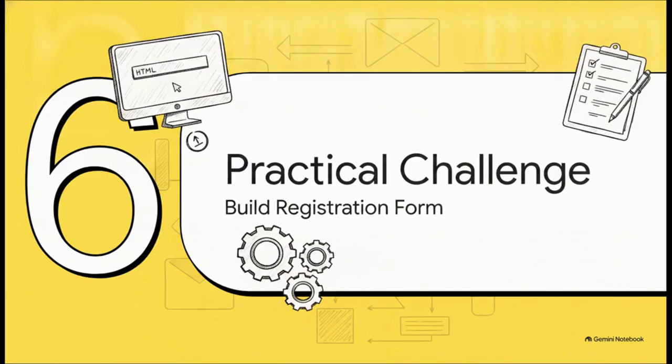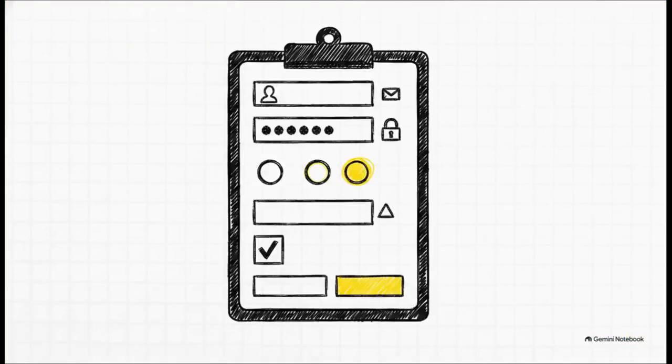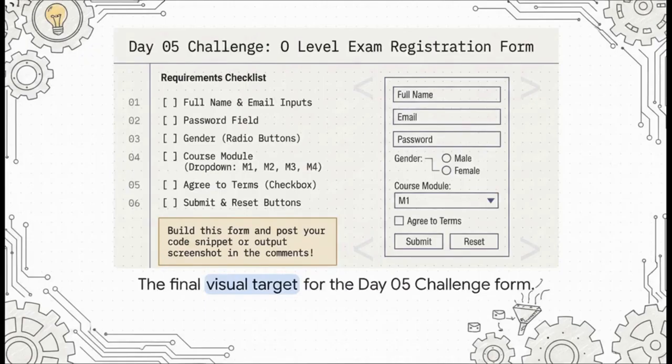It's time to build your own registration form. All right, your task today is to take everything we've just covered and build an O-level exam registration form completely from scratch. You'll need to hit every single point on this checklist. Standard inputs for the full name and email, a masked password field, mutually exclusive radio buttons for the gender selection, a drop-down menu for the course module, an independent checkbox for agreeing to the terms, and of course, functional submit and reset buttons.